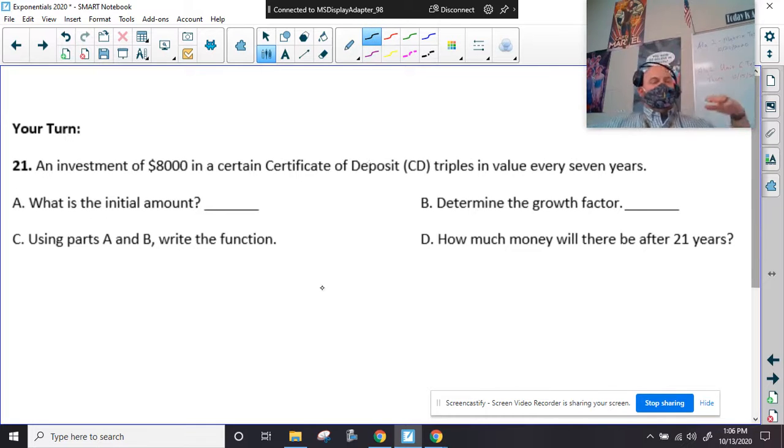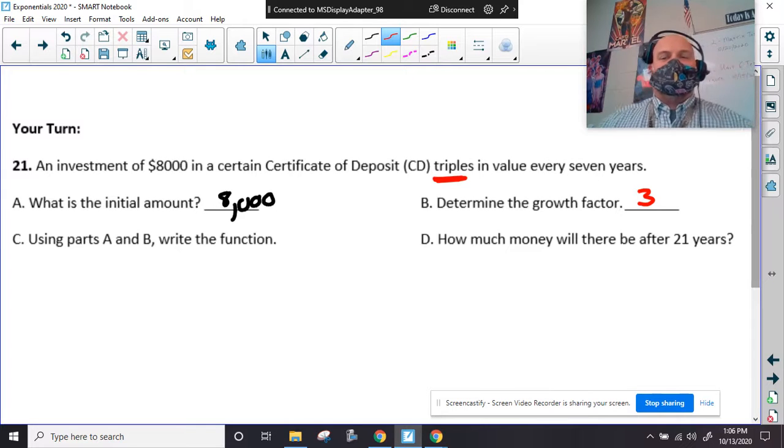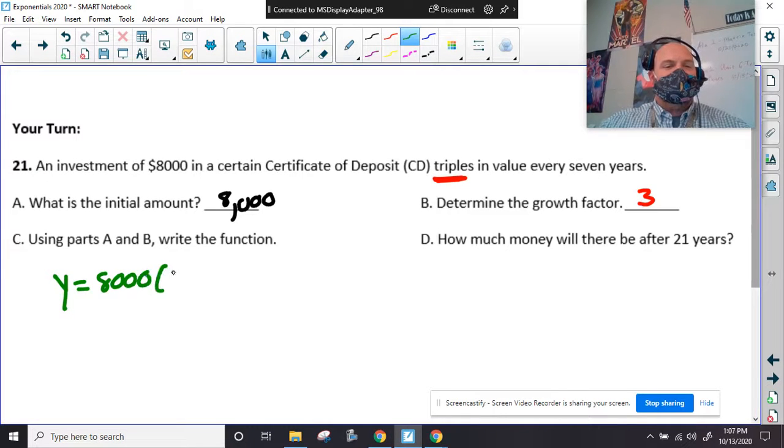So, an investment of $8,000 in a certain certificate of deposit or CD triples every 7 years. So, what's the initial amount? $8,000. What's the growth factor? What is this? Triples means what? 3. That's right. Just like the dessert, tres leches. That means there's 3 different milks. Okay, using parts A and D, write a function. Y equals 8,000, 3 to the x.